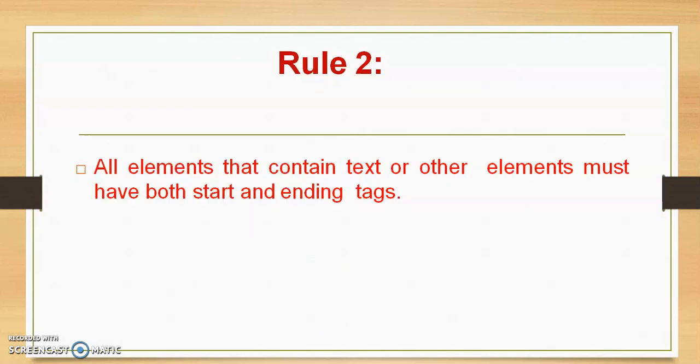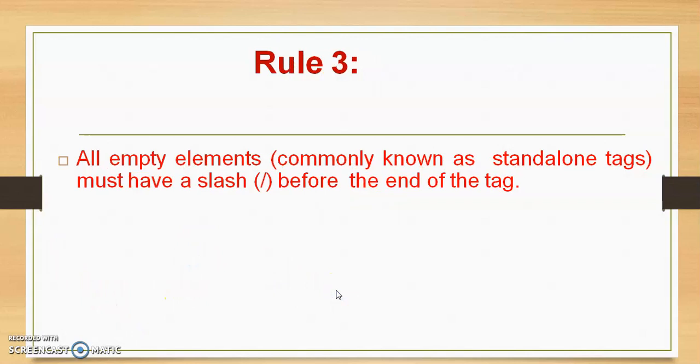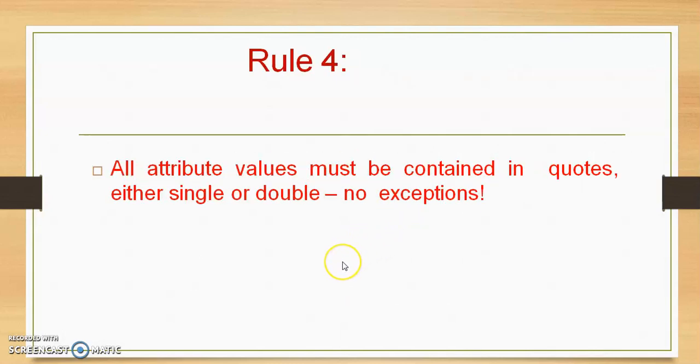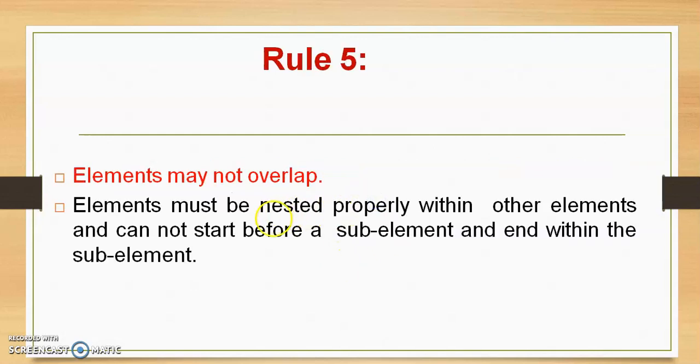Rule 2: all elements that contain text or other elements must have a start and an ending tag. Rule 3: all empty elements, commonly known as standalone tags, must have a slash before the end of the tag. Rule 4: all attribute values must be contained in quotes, either single quotes or double quotes. Rule 5: the elements may not overlap. They should be nested properly within the other elements and cannot start before a sub-element and end within the sub-element.